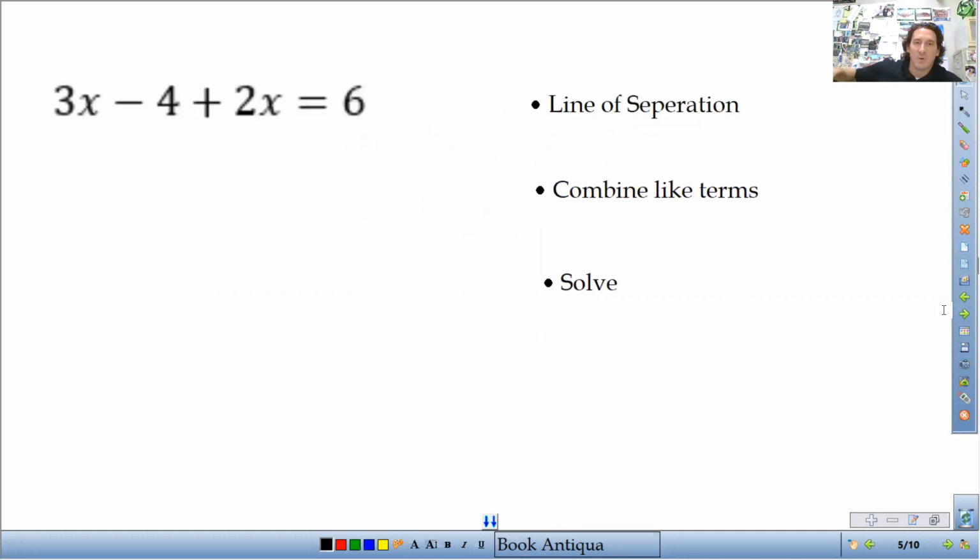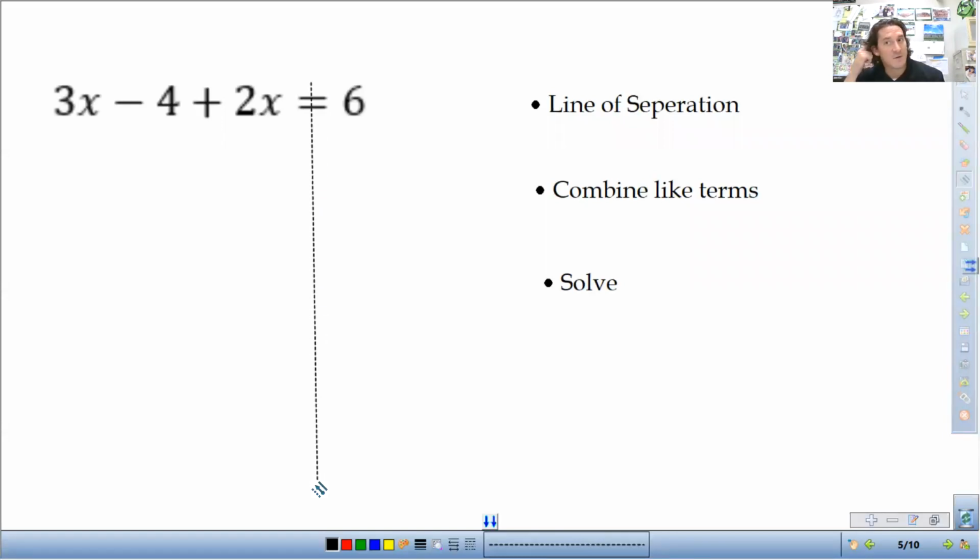3x minus 4 plus 2x equals 6. So the first thing I'm going to do is put in my line of separation, just to help keep track of that equal sign. This is also very helpful because there's a lot of stuff that's going to be going on this left side here, all right? When we're combining like terms, when things are on the same side of the line of separation, you simplify by combining like terms, all right? So you're not going to do the opposite. You're just going to combine like terms.